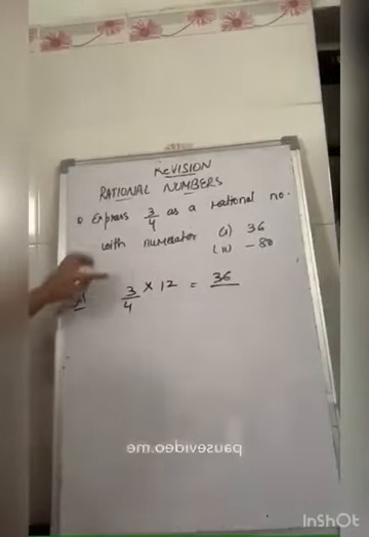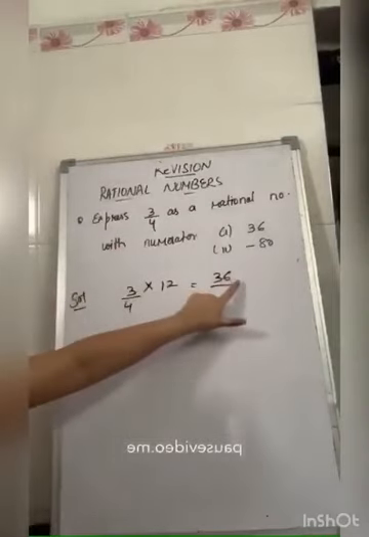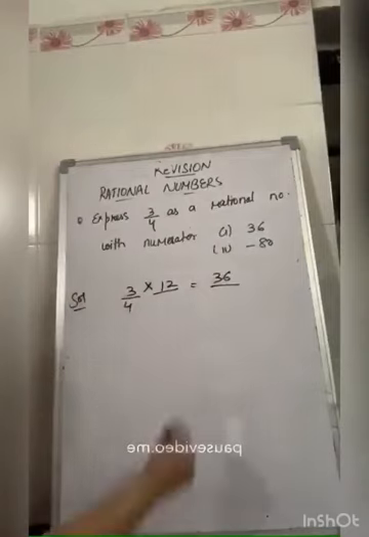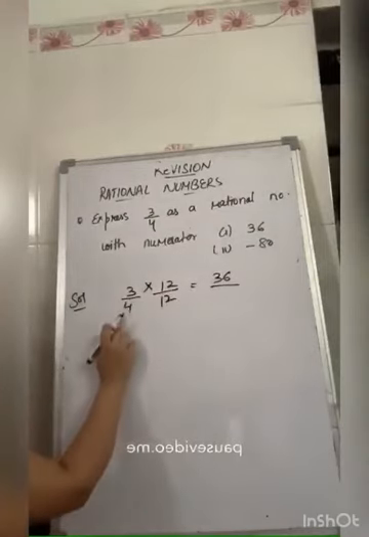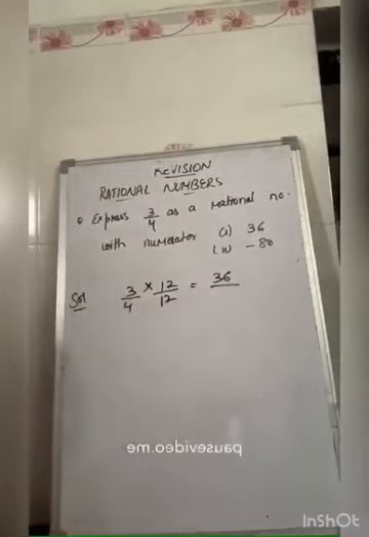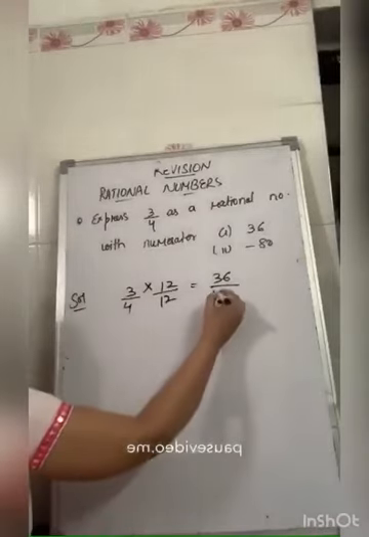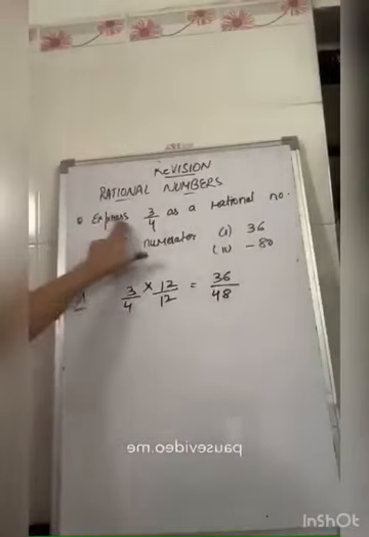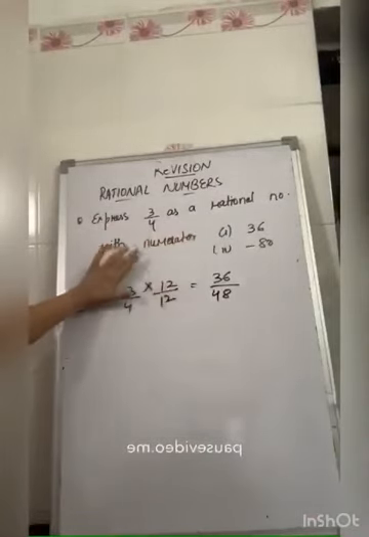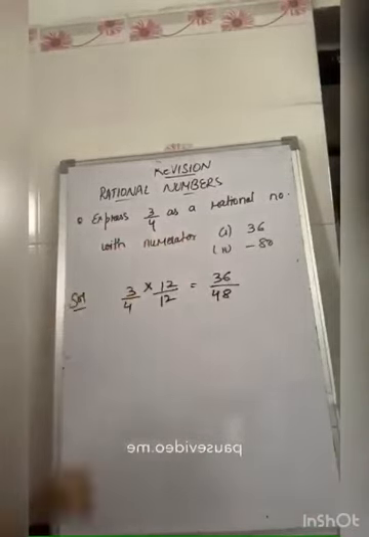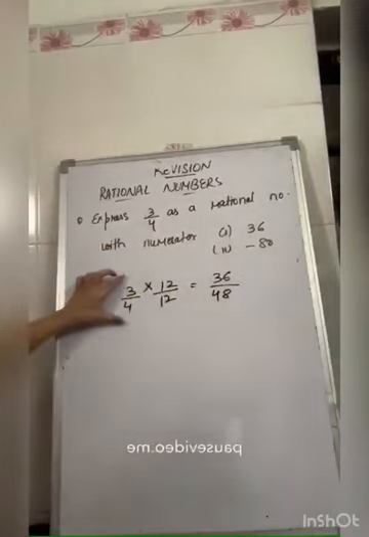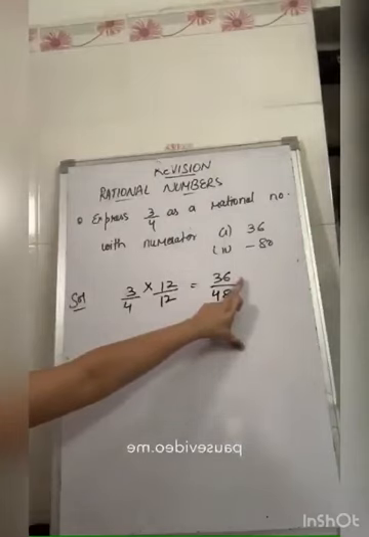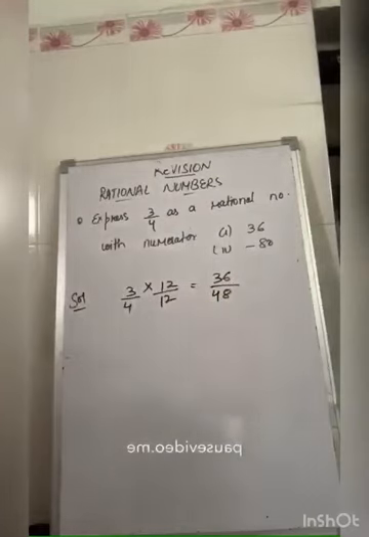So if we multiply any number in the numerator, we will multiply the denominator also with the same number. So 4 into 12 is 48. So now the question is, express 3 by 4 as a rational number with numerator 36. So we have expressed the rational number 3 by 4 such that the numerator is 36. So we can write that this is the answer.